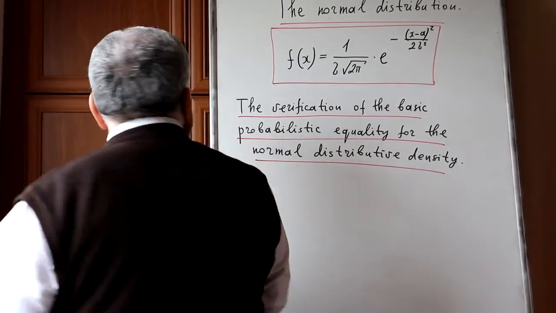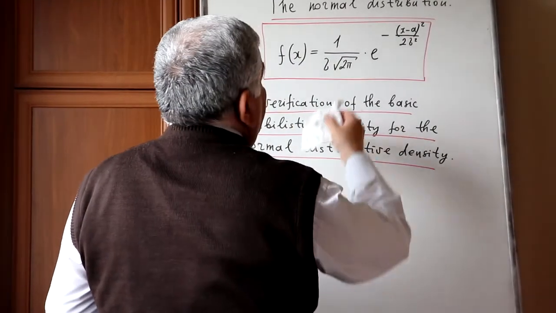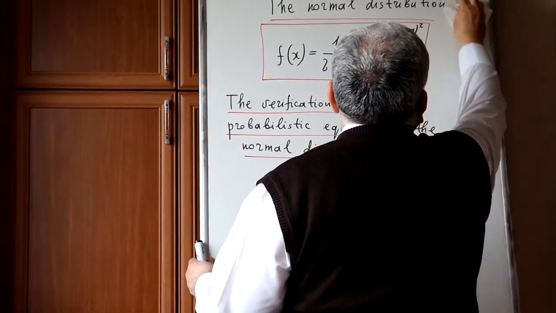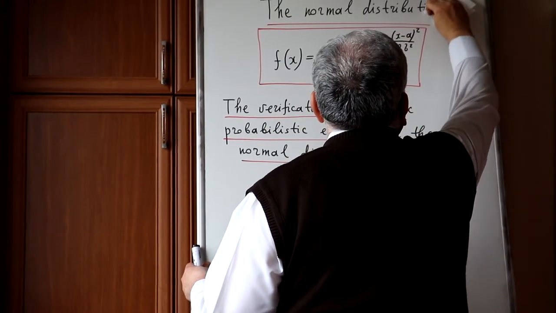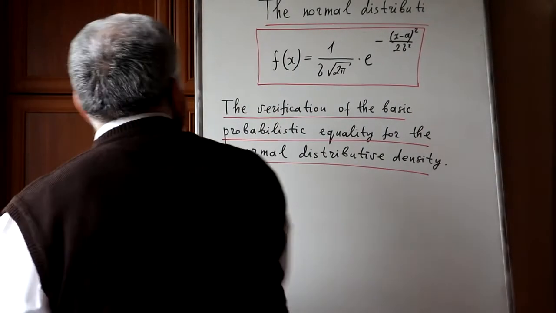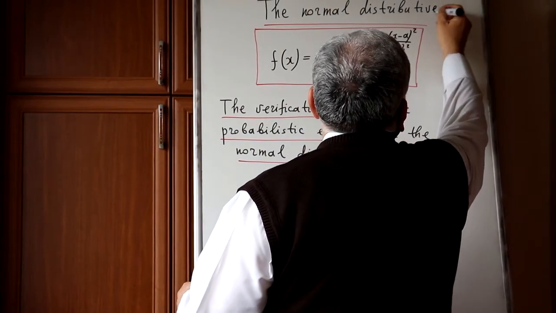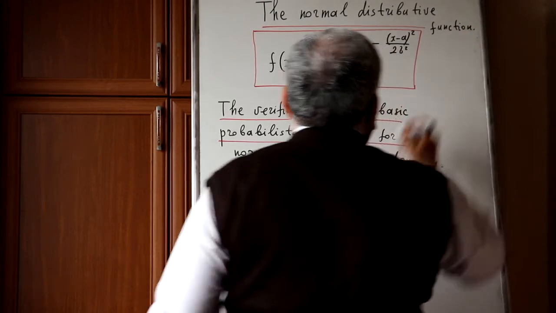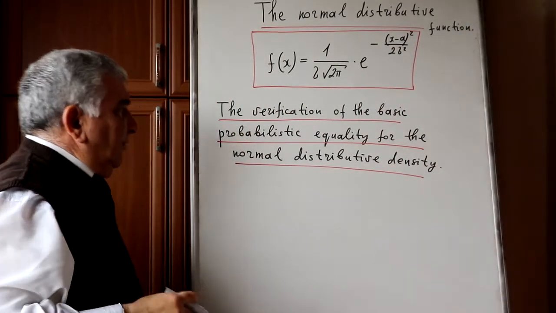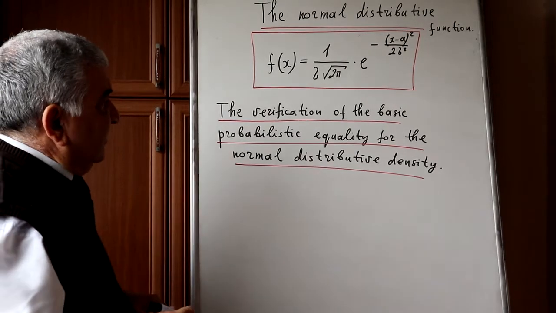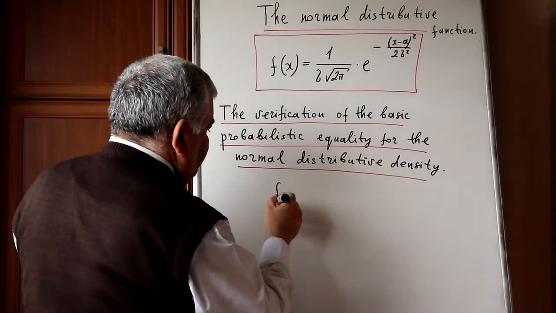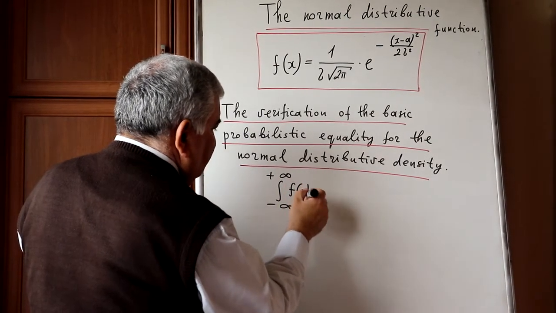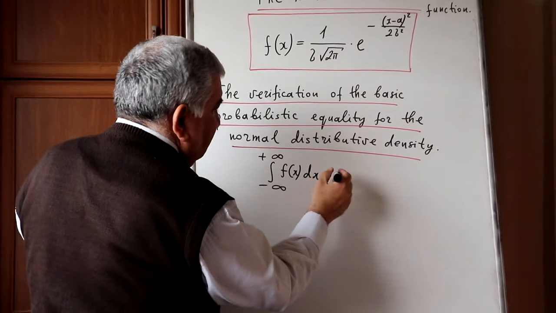Already we have the expression of the normal distributive function. And remember the basic probabilistic equality: the integral from minus infinity to plus infinity of f of x dx is unit.